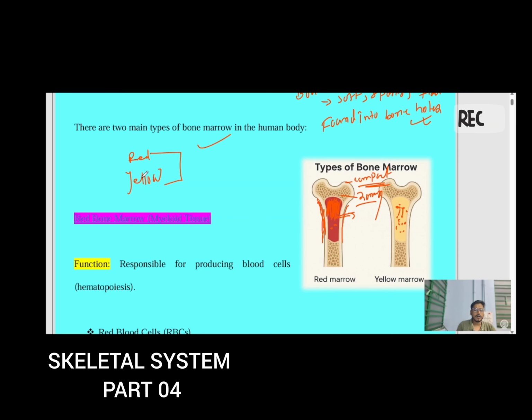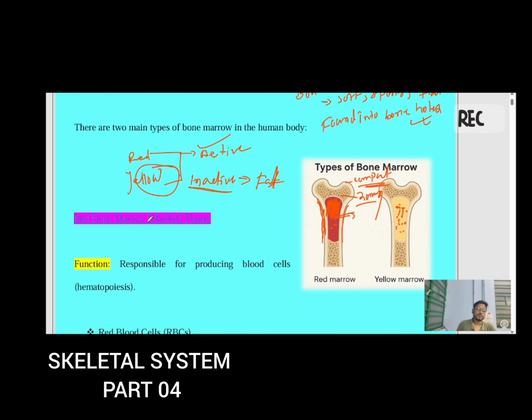If we carefully observe, red bone marrow is an active bone marrow. It's a very vital thing. Yellow bone marrow is an inactive bone marrow. Why is it inactive? Because, carefully mind it, yellow bone marrow stores fat. That's why yellow bone marrow is inactive, and its color is yellow.